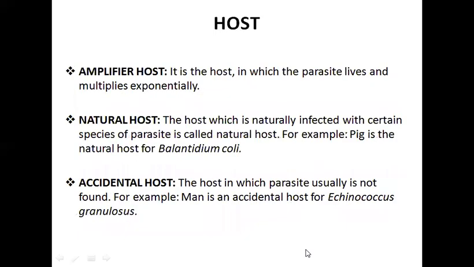Then we have something called the amplifier host. It is the host in which the parasite lives and multiplies exponentially. Then we have the natural host. It is the host which is naturally infected with certain species of parasite. For example, pig is the natural host for Balantidium coli. Then we have the accidental host. This is the host in which the parasite usually is not found or is not supposed to be seen. For example, man is an accidental host for Echinococcus granulosus.